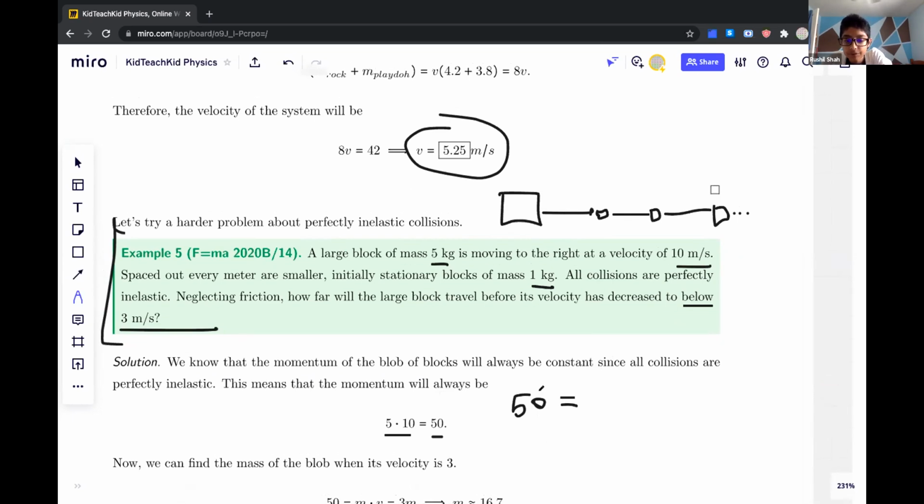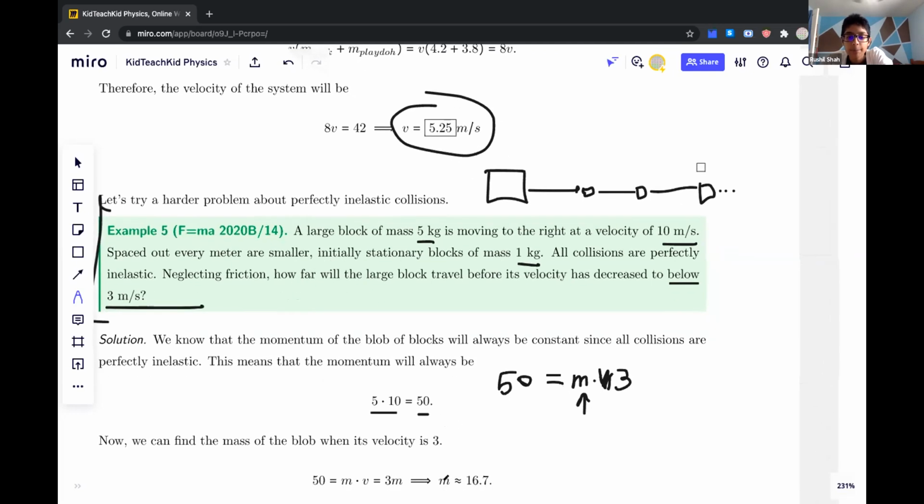So we know that this 50 will be equal to the mass of the block times its velocity at any point in time. So let's see what the mass of the block will be when its velocity is 3 meters per second. If we solve for the mass, we get that the mass of the blocks will be 16.7 kilograms. And we just did this by using conservation of momentum.